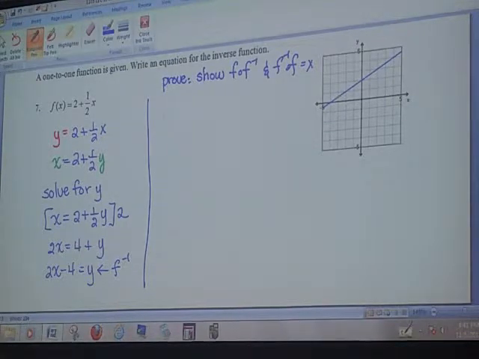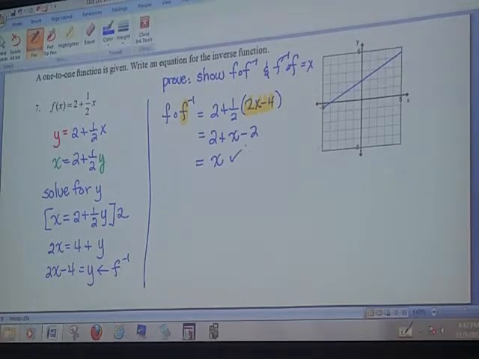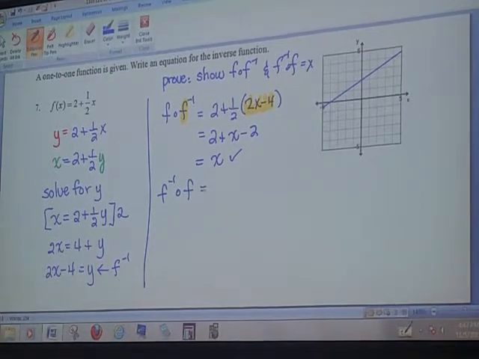Okay? So if I do F composition F inverse, that means put this up here. So that's 2 plus 1/2 times 2x minus 4. This is my F inverse, okay? So that is 2 plus x minus 2, that's x. So that one works. Now I do F inverse composition F.